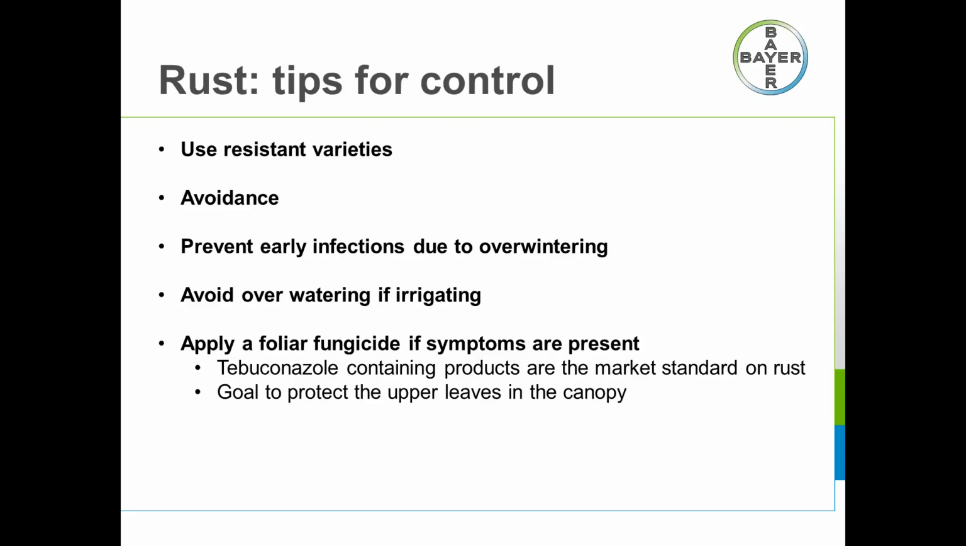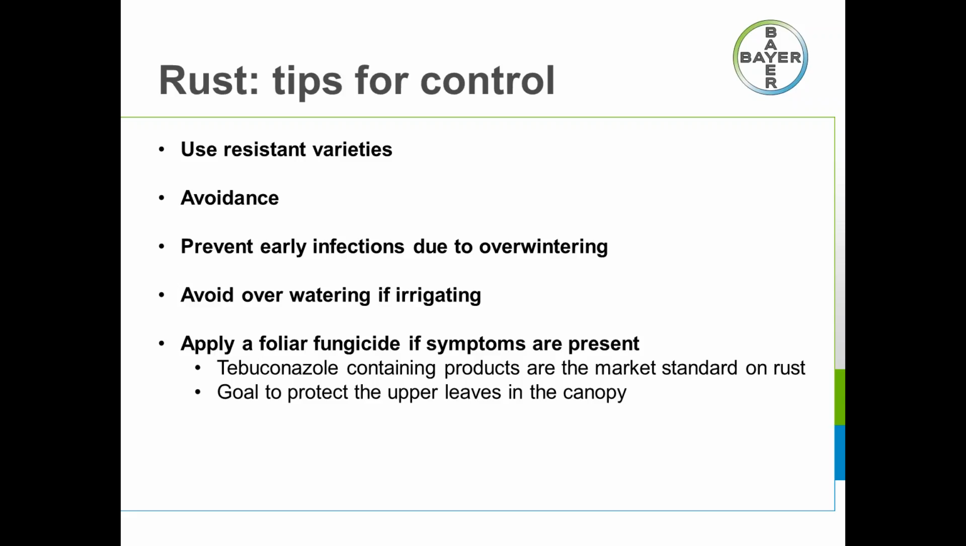If you're under irrigation, just avoid overwatering during key times in the growing season when the disease is likely to arrive. It just makes a conducive environment for disease propagation. And as I mentioned, with that polycyclic disease, having multiple life cycles in a year, having a moist, humid environment can perpetuate that. Finally, applying foliar fungicide if symptoms are present.